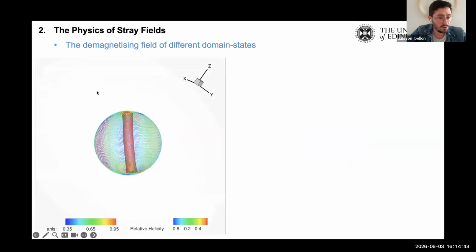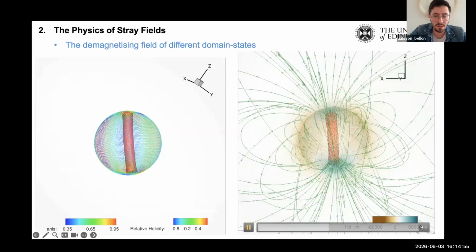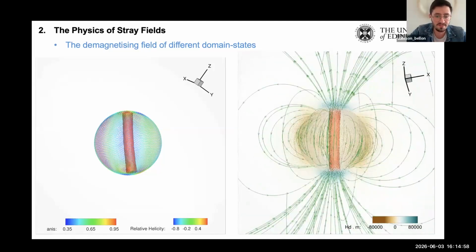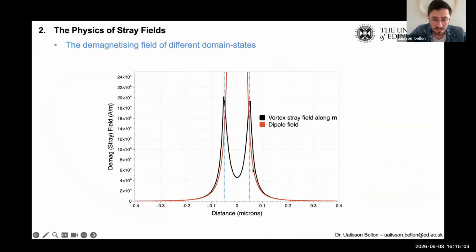So in here you can see, for example, a sphere with a single vortex structure, so all the magnetization circulates around this axis right here. And you can see also the stray field that's generated by that particle. It looks very dipolar, in the same way as a single domain would. And the reason for that, as you can see, with the single domain being the red line and the vortex one the black one, is that although these two domain states are very different, they both have just a single resultant magnetization that is concentrated in the region. But if you look very closely, you can see that if you get close enough to this particle, there will be differences.